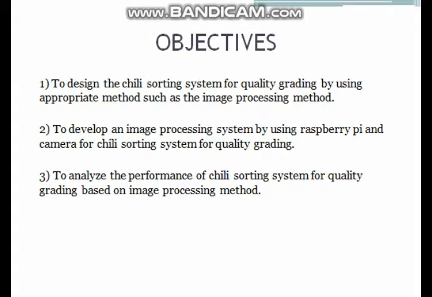Next, the objective. The first objective is to design the chili sorting system for quality grading by using appropriate methods such as image processing method. Second, to develop an image processing system by using Raspberry Pi and camera for chili sorting system for quality grading. Third, to analyze the performance of chili sorting system for quality grading based on image processing method.